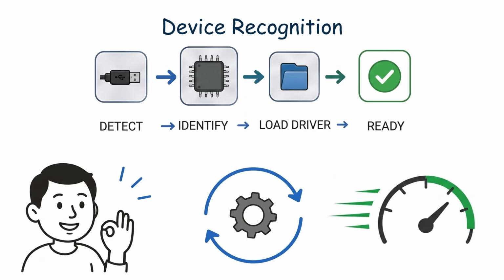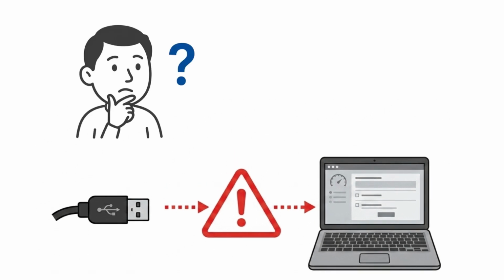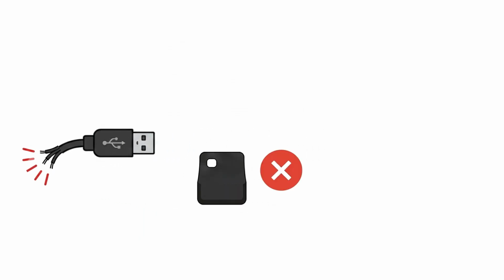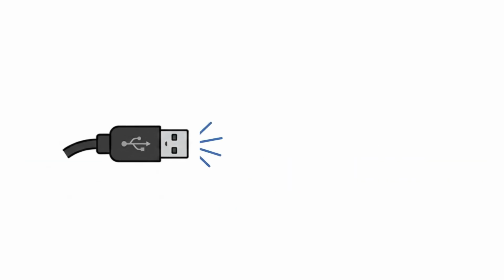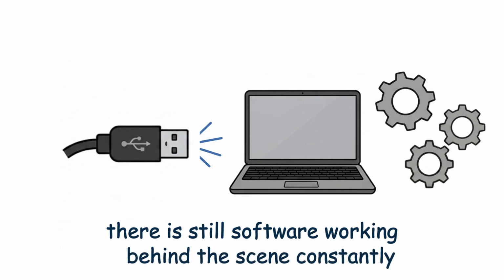But sometimes, things don't go smoothly. You plug in a device, and nothing happens. So why does that happen? There are a few common reasons. Sometimes the cable is damaged, sometimes the device is not supported, and sometimes the computer is missing a driver. So even though USB feels simple on the surface, there is still software working behind the scenes, constantly.